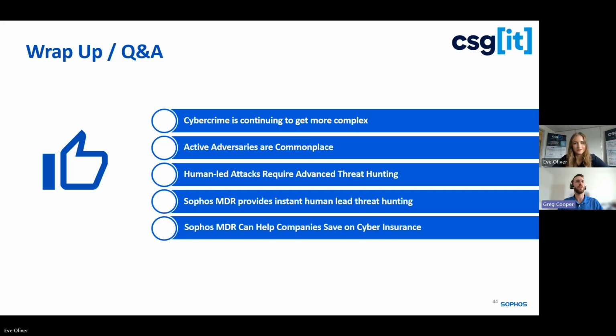And that's it. So just to quickly wrap up, cybercrime is becoming more complex. We're seeing it year after year. Adversary activity is commonplace. We see so many organisations being hit and being targeted now, and it doesn't necessarily matter who you are and how big and how famous you are. Human-led attacks require advanced threat hunting, and we deal with that at Sophos with the human-led threat hunting team. And managed detection and response provides that instant human-led team. And we can also help with cyber insurance as well.